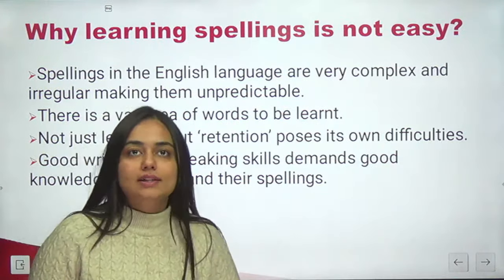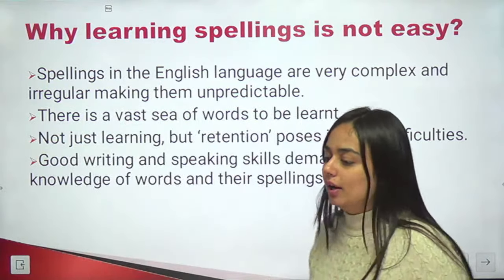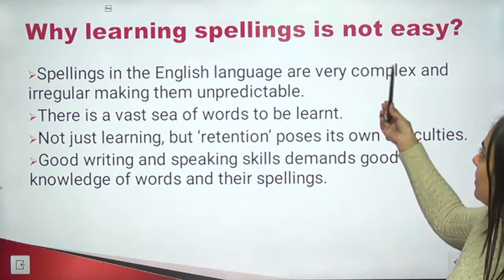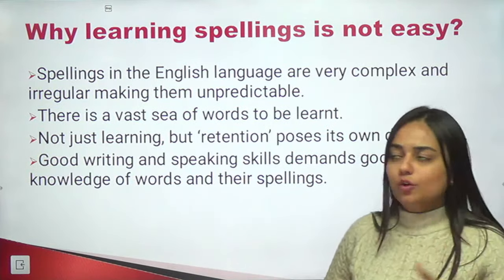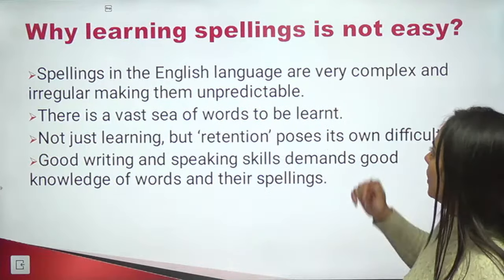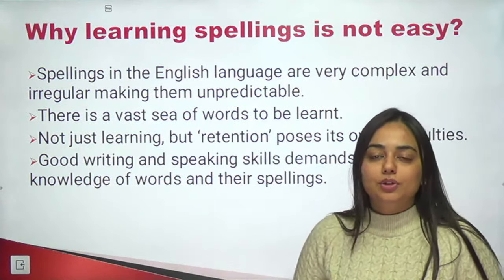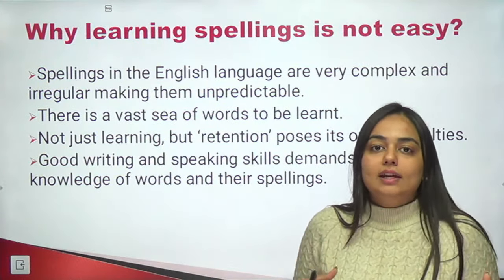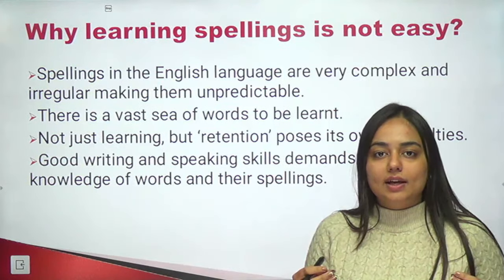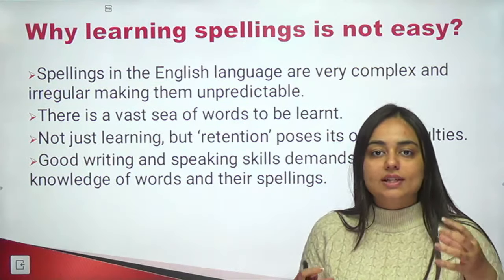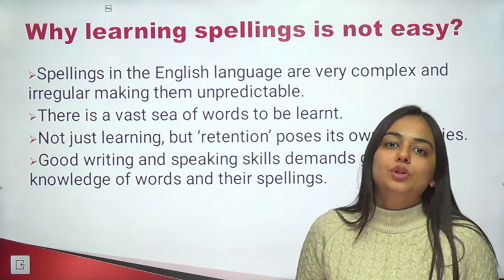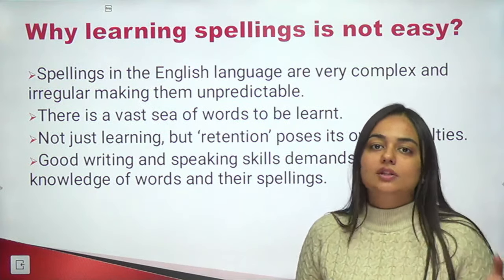First of all, let's understand what they demand from us. Why is learning spelling not easy? Spellings in the English language are very complex and irregular, making them unpredictable. So it's not like Hindi. Hindi में just as we say, we pronounce it the same. जैसे जैसी spelling होती है, वैसे ही हम उसे pronounce करते हैं in Hindi. But it's different with English.